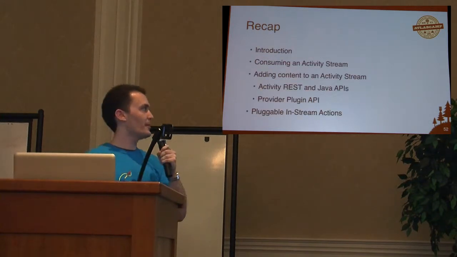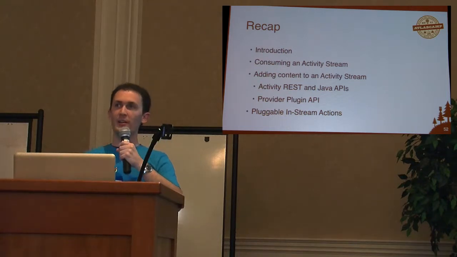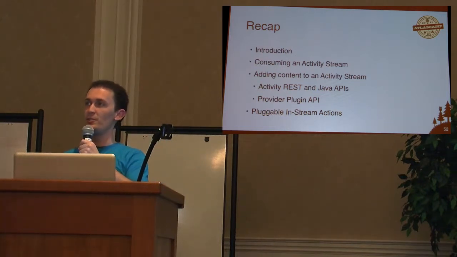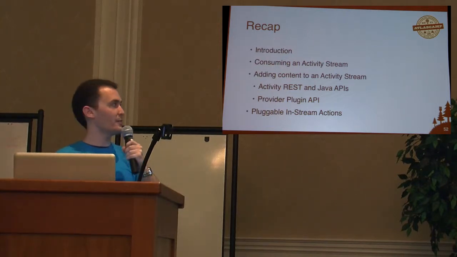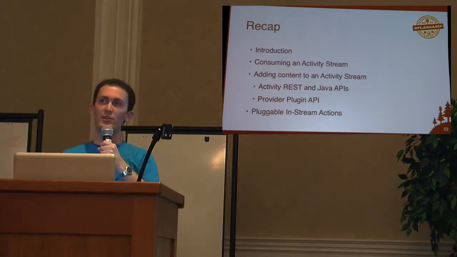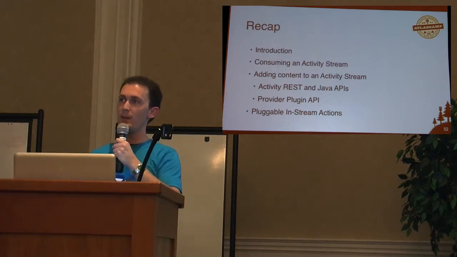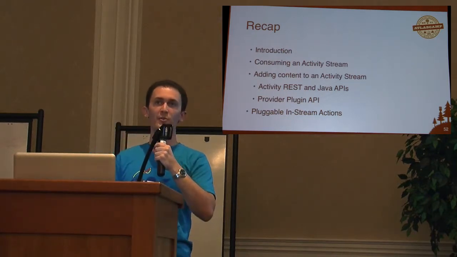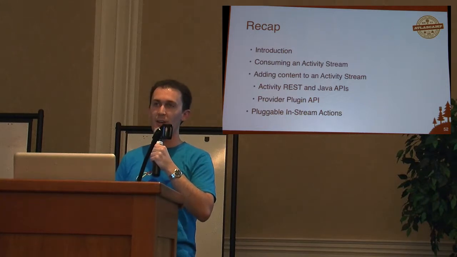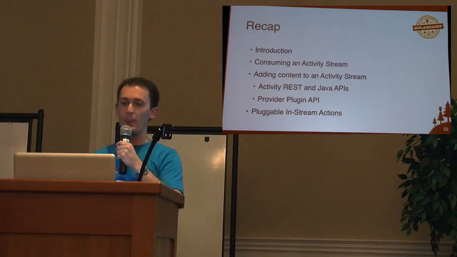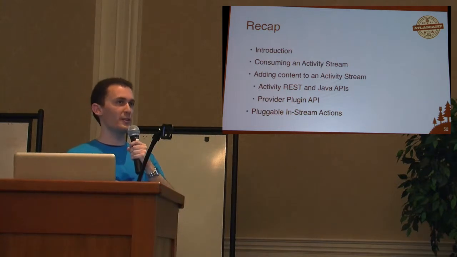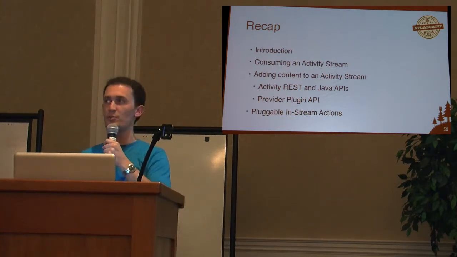So to recap, first we discussed what are activity streams, and I highlighted some of the new areas that we've been working on in recent months. We then discussed how to consume an activity stream and some of the benefits of doing so. And then we talked about how to add your own third-party content to your activity stream with our 3 different APIs: Activity REST, Activity Java, and the additional power that the Provider Plugin API allows you. And lastly, we discussed pluggable in-stream actions and how that improves your user experience.